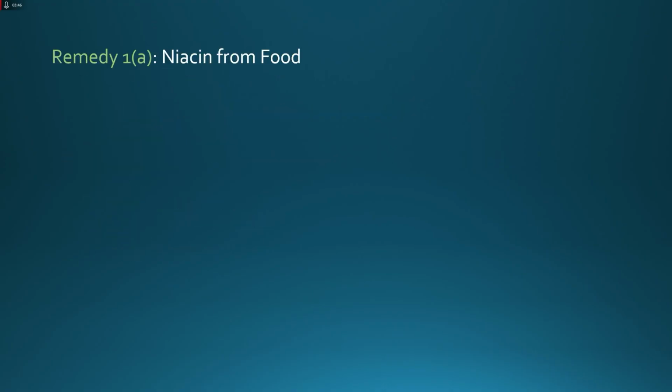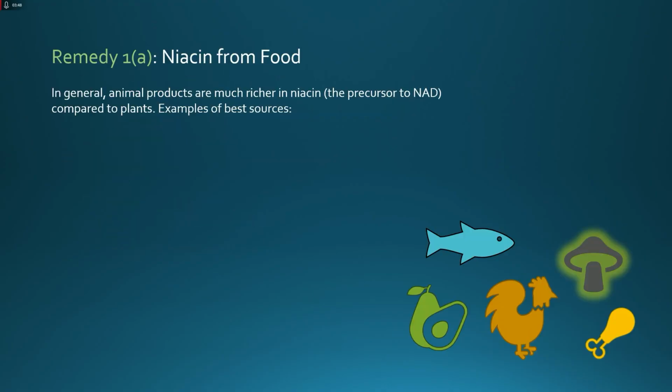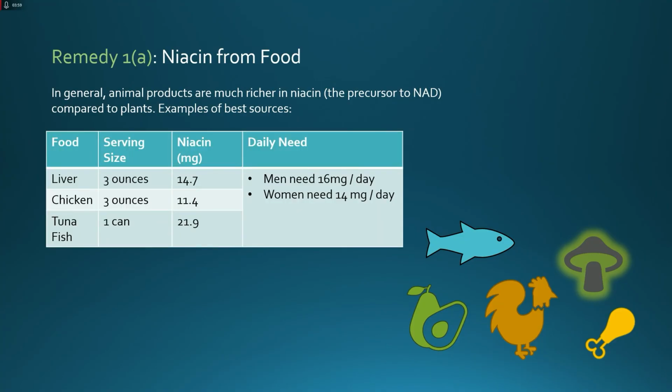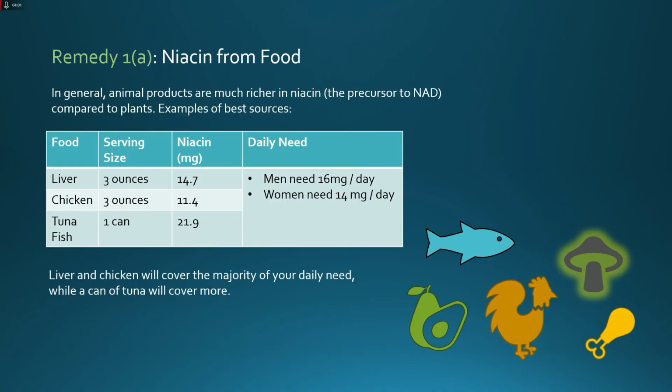So 1A, niacin from food. In general, animal products are much richer in niacin, the precursor to NAD, compared to plants. Examples of best sources: liver, chicken, tuna. Liver and chicken will cover the majority of your daily need, while a can of tuna will cover more.